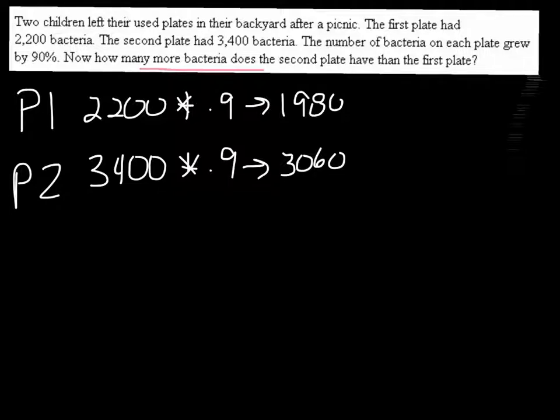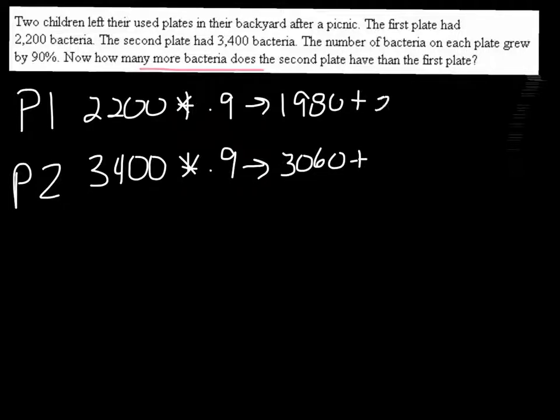Now, in the cat problem, we don't have to worry about this part, in the sense that we don't have to add or subtract anything. So now we've got to figure out how many total bacteria are on plate 1 and how many total on plate 2.